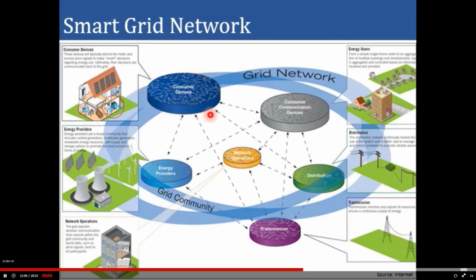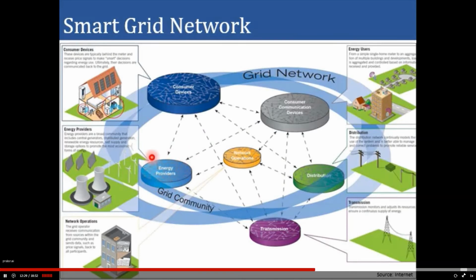So the smart grid network will have consumer devices as one of the major components for having better demand response operations. Now the next component is energy providers. Here now not only the conventional thermal power plants but also solar as well as wind farms are now the energy providers.